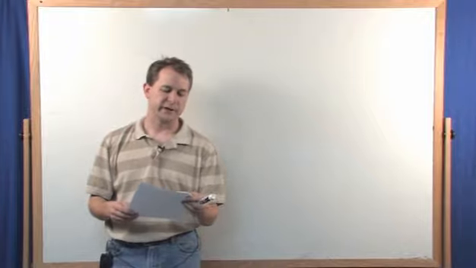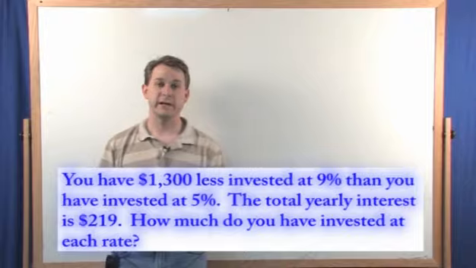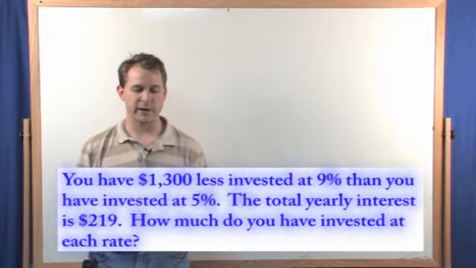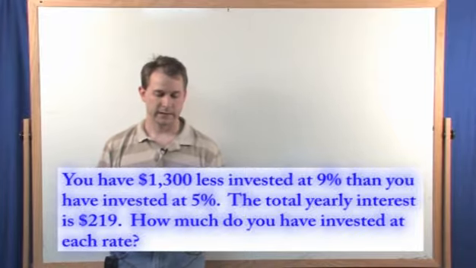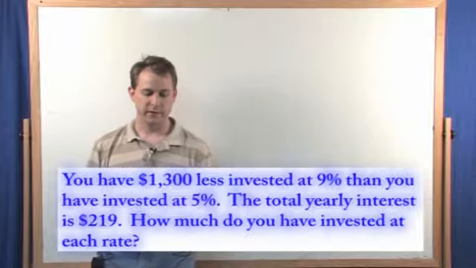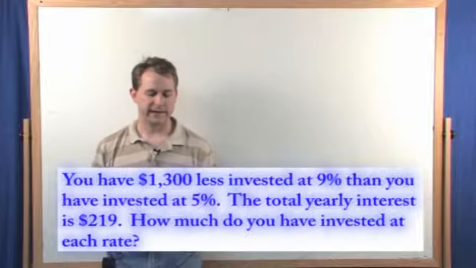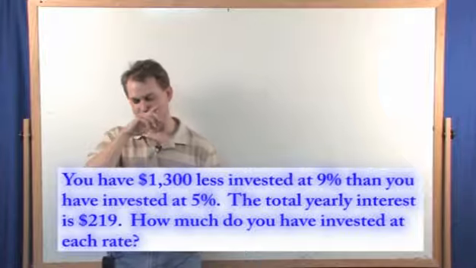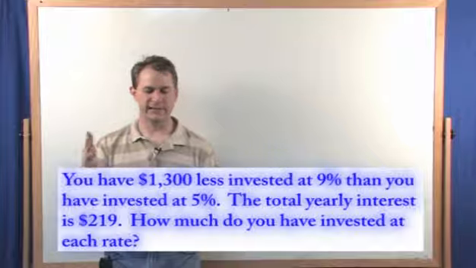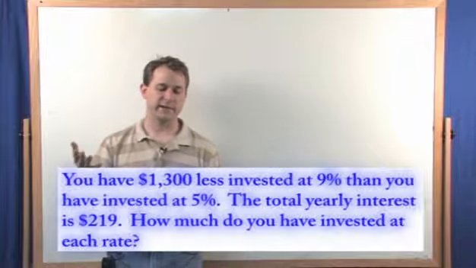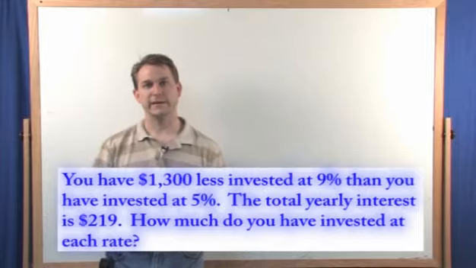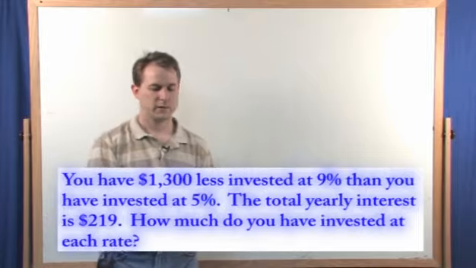Okay, the next problem says you have $1,300 less invested at 9% than you have invested at 5%. The total yearly interest is $219. How much do you have invested at each rate? Okay, so this is worded a little bit different than before. I have $1,300 less invested at 9% than I do have invested at 5%. Total yearly interest is $219. How much do I have invested in each rate?